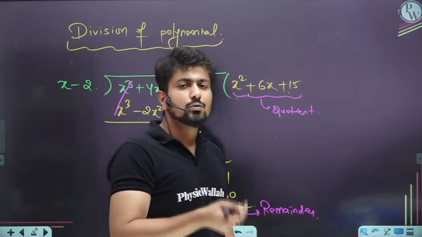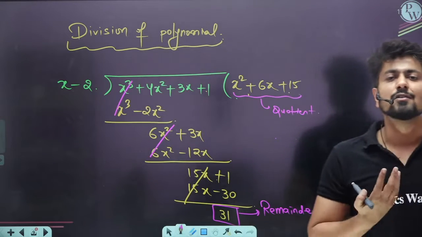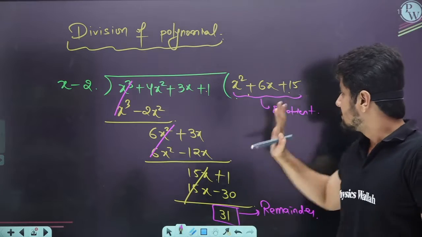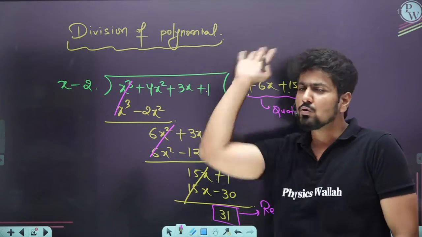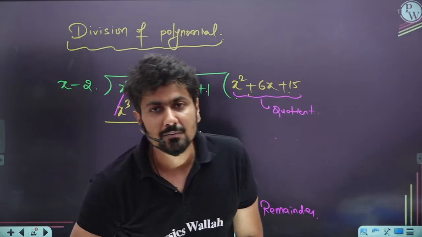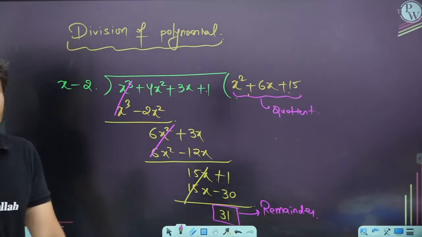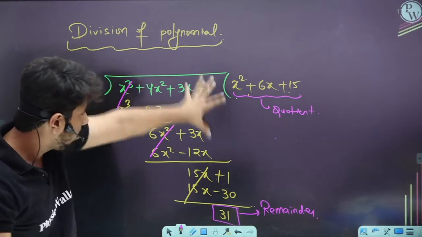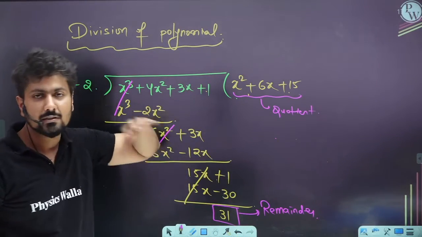But this remainder theorem gives us a very smart way of getting to this remainder. Remainder theorem is not concerned about quotient. What is quotient? Nobody is asking you about quotient. They will be asking you about remainder. What will be this remainder? And how do I get to this number 31 directly without doing all this division?